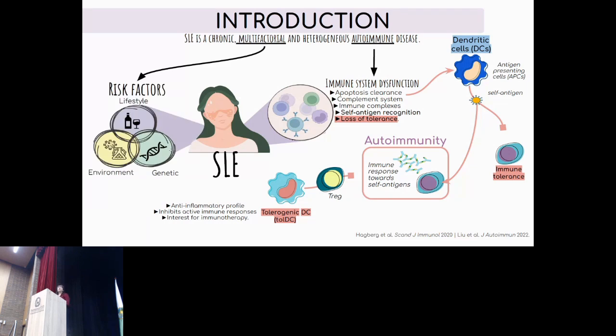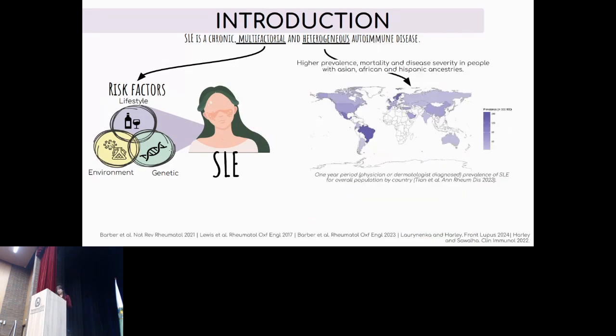So lupus is also a multifactorial disease. There are several risk factors that have been associated with the risk of having lupus. We can find lifestyle factors, environmental factors, and genetic factors. We have observed that this disease is very heterogeneous. It is said that every lupus is different.